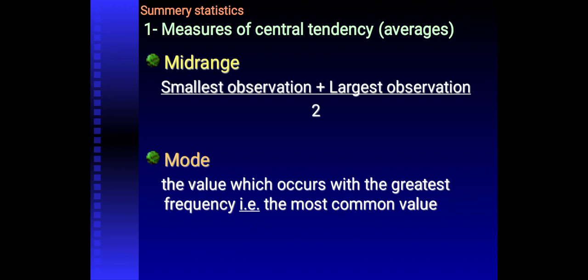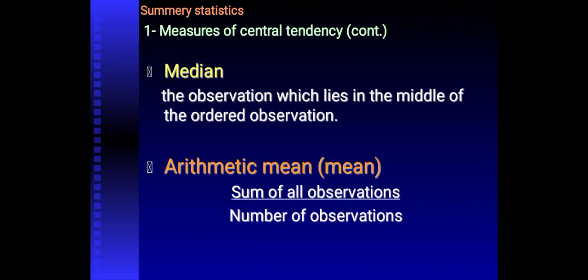Then mode: the value which occurs with the greatest frequency, that is the most common value. The number of times the same value occurs is called the mode. Next, median: the observation which lies in the center or middle is called the median. Mean means the sum of all observations. We sum the total observations and divide it by the number of observations, and we get the arithmetic mean value.